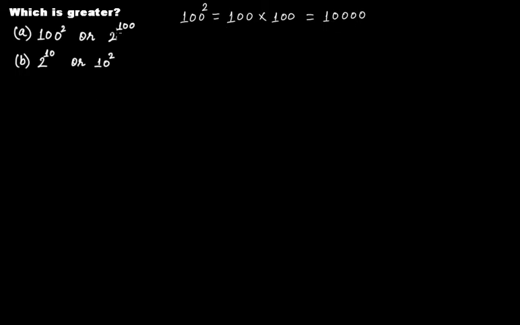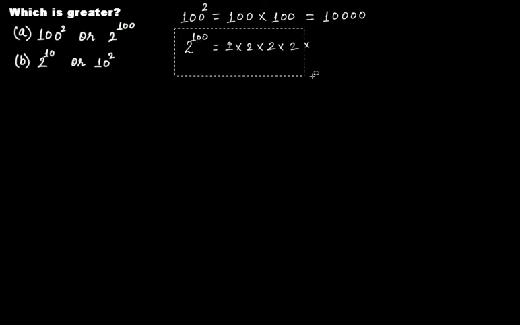Now, what about 2 raised to the power of 100? It is not possible for us to write 2 into 2 into 2 a hundred times and multiply every time. Is that possible? No, that is not possible. So what to do? Because we have to tell which one is greater. Here's a trick and here's a way to solve this.